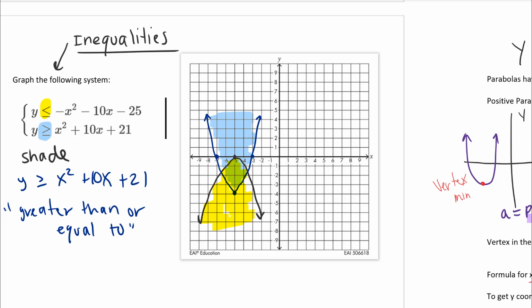So the solution set is where it's blue and yellow, where it overlaps. Where it overlaps, you can think of it as looking kind of like a green color. Wherever it overlaps, that is your solution. So the solution will be where they overlap.